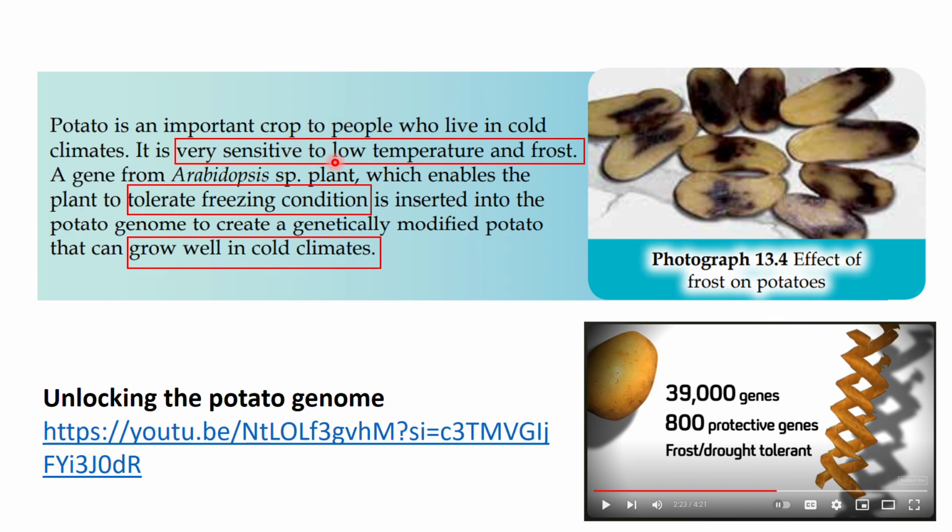This is another example. Potato, which is an important crop to people who live in cold climates. It's very sensitive to low temperature and frost. Therefore, a gene from the Arabidopsis plant species, which enables the plant to tolerate freezing conditions, is inserted into the potato genome to create a genetically modified potato, and it grows well in the cold climate.